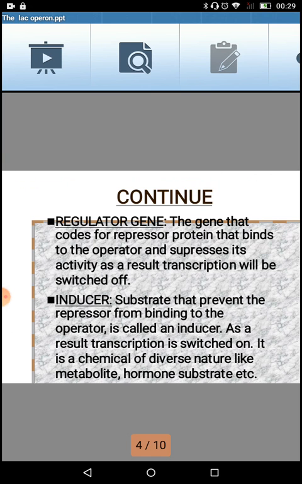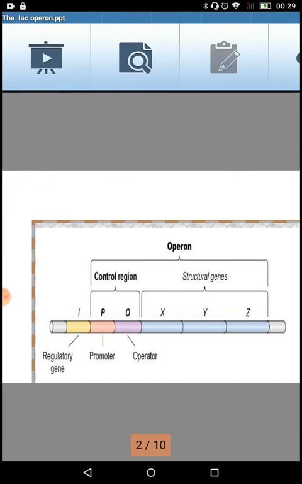One more part which is not actually mentioned in the diagram is called CAP binding site. What is CAP binding site? The full form of it is catabolite activator protein.